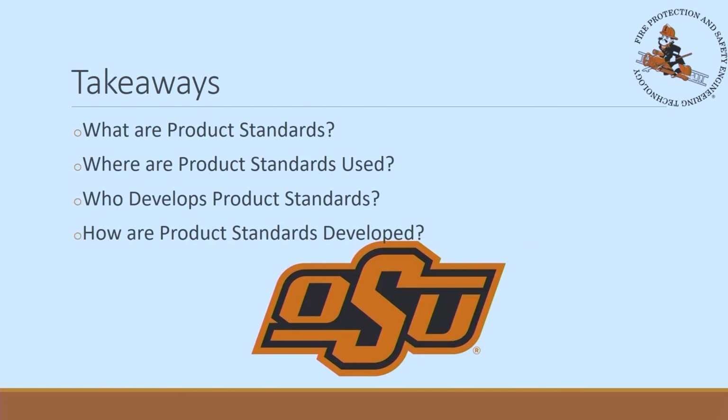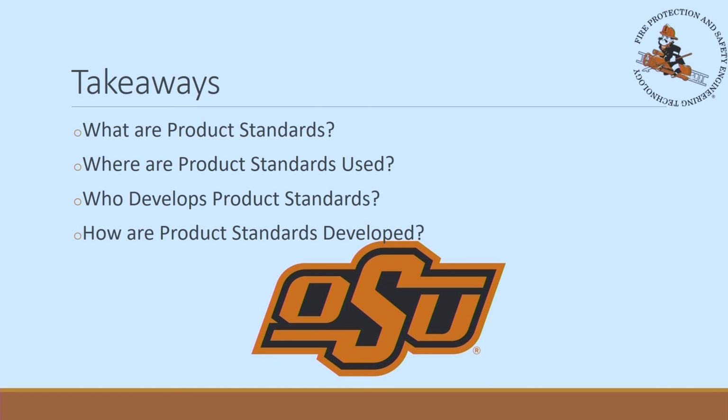So, what did we cover in this module? We went over what product standards are. These are the standards that are used to specify how the individual products are going to work. They're tied into the design, installation, and maintenance standards, and those standards are going to specify these products, so the requirements for them do match up with the requirements in those design standards, for example.